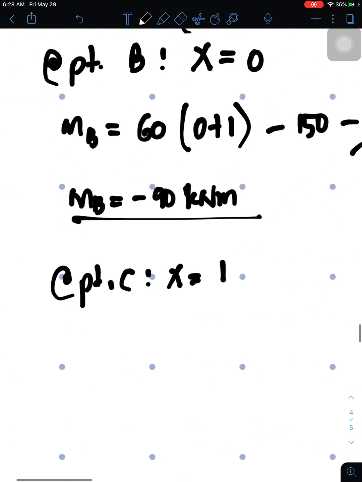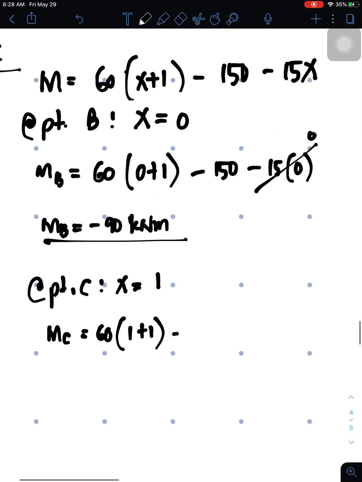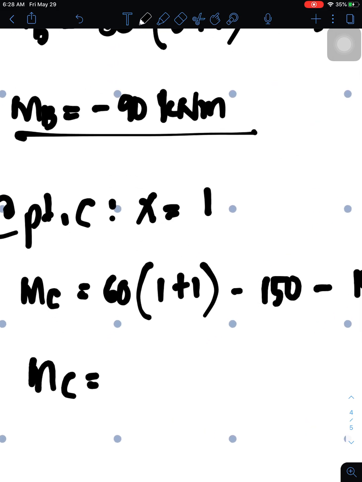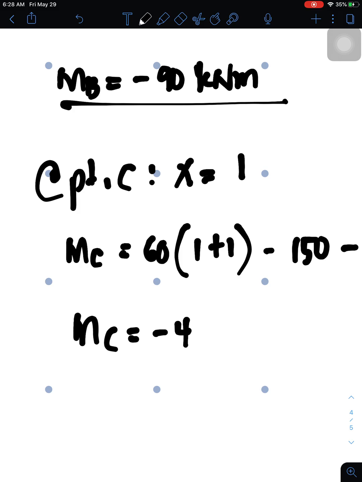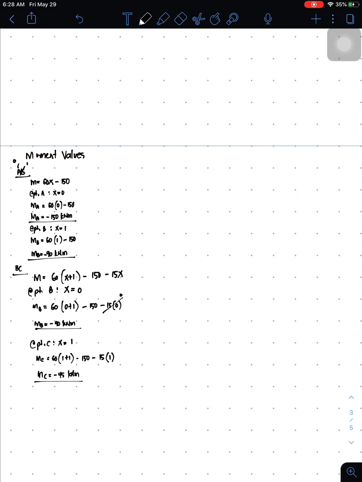Next, at point C, x is equal to the distance between 2 points B and C. It's 1. So MC is equal to 60 times 1 plus 1 minus 150 minus 15 times 1. So MC is pila man ni siya. This is 60 times 2 minus 150 minus 15. The answer is negative 45 kilonewtons meter. No? So this is our segment BC.